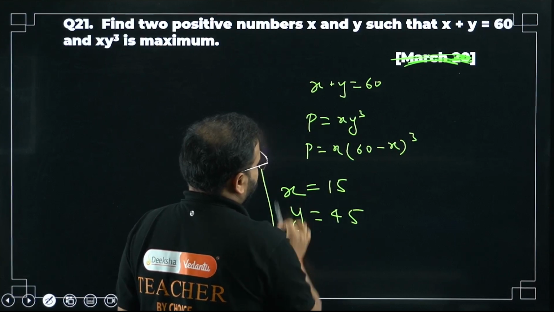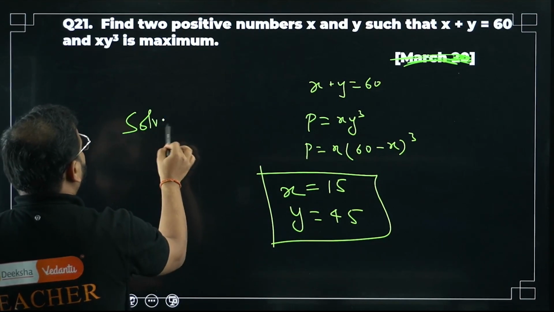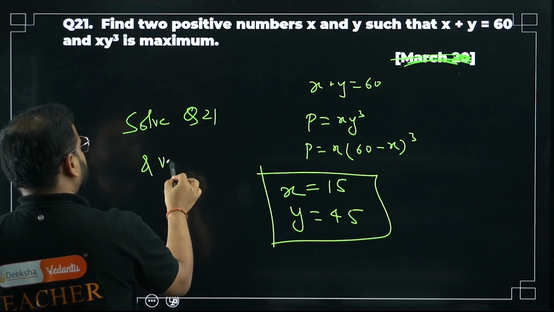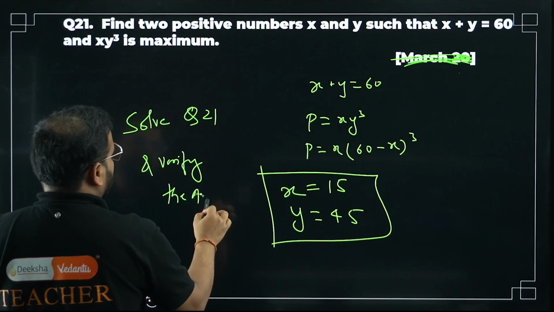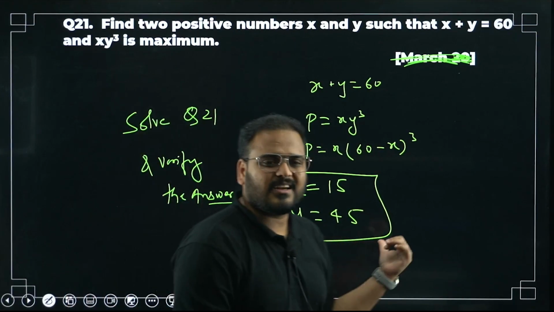Please cross check. Okay, solve question number 21 and verify your answer. Verify the answer, sir. Okay, what is it? 15 and 45. I think it should come as 15 and 45.